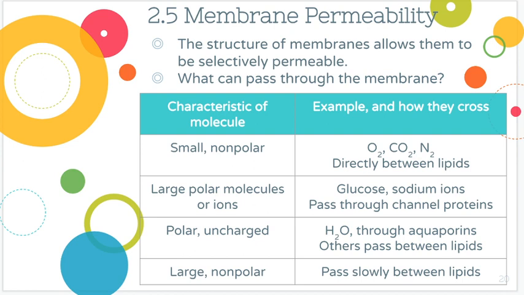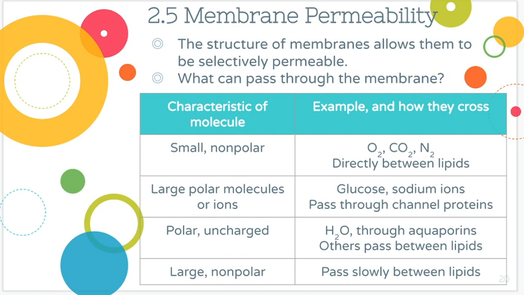So they're going to pass through a channel protein. But ions like potassium, sodium, calcium, chloride, all of those have to go through a channel protein because they have a charge. And so those molecules are all going to need a little bit of extra help in order to get through the membrane.